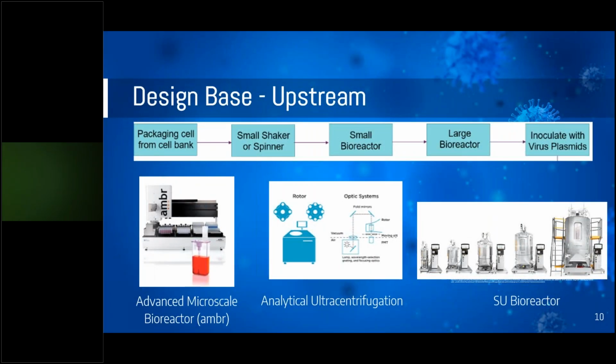So here's just a little bit more detail on the upstream side of it. We really want to make sure that the process is being monitored from the very, very beginning. So ensuring that your cell line is what it is actually supposed to be and monitoring all of your aspects and parameters of your bioreactors. You can use an advanced microscale bioreactor to do this and analyze the cells and virus at certain points using analytical ultracentrifugation, and then eventually moving up to your various sized single-use bioreactors, as shown in the picture on the right, with the single-use bags inside stainless steel shells. Next slide, please.